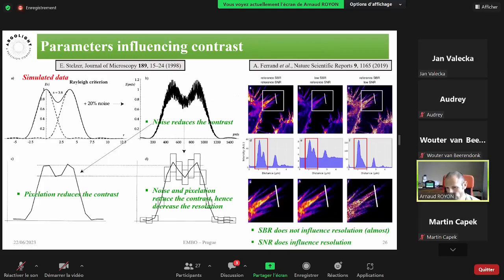So signal-to-background ratio does not influence resolution. This is actually not exactly true, as the contrast is decreased. And signal-to-noise ratio does influence resolution.